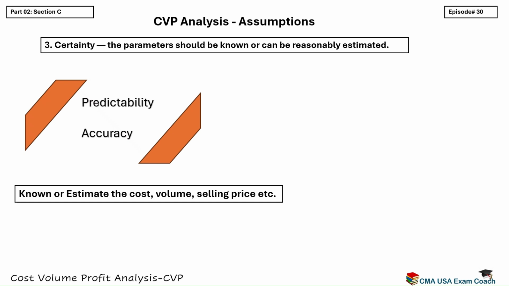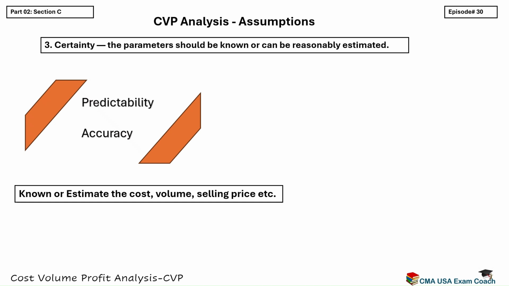If we are unsure about our selling price and it keeps fluctuating wildly, we can't rely on CVP to give a meaningful break-even point or profit estimate. Or if our variable cost is not fixed per unit, or if we're not sure how many units we can sell, our profit forecast will become just a guess. So this assumption ensures that we're working with reliable inputs.